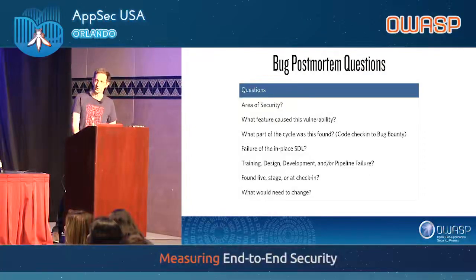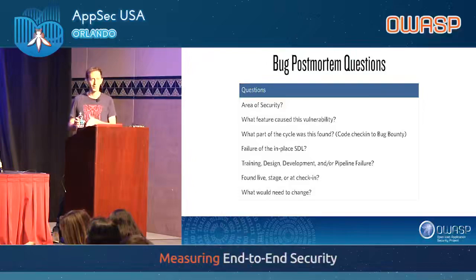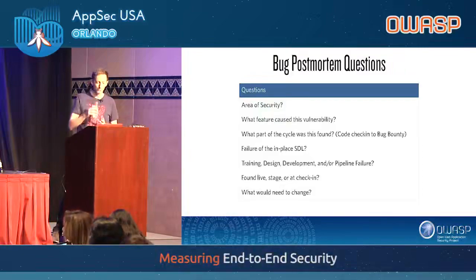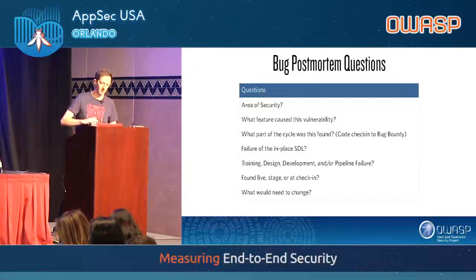So was this really a failure of some part of that SDL? And then was it a failure of training, design, development, or the pipeline? And if it's a failure of the pipeline, it was probably also a failure of one of the others. So it can be a combination of these things. And was it found live, stage, or check-in? We want to know. And of course, what would need to change? So this is our root cause analysis that we do.